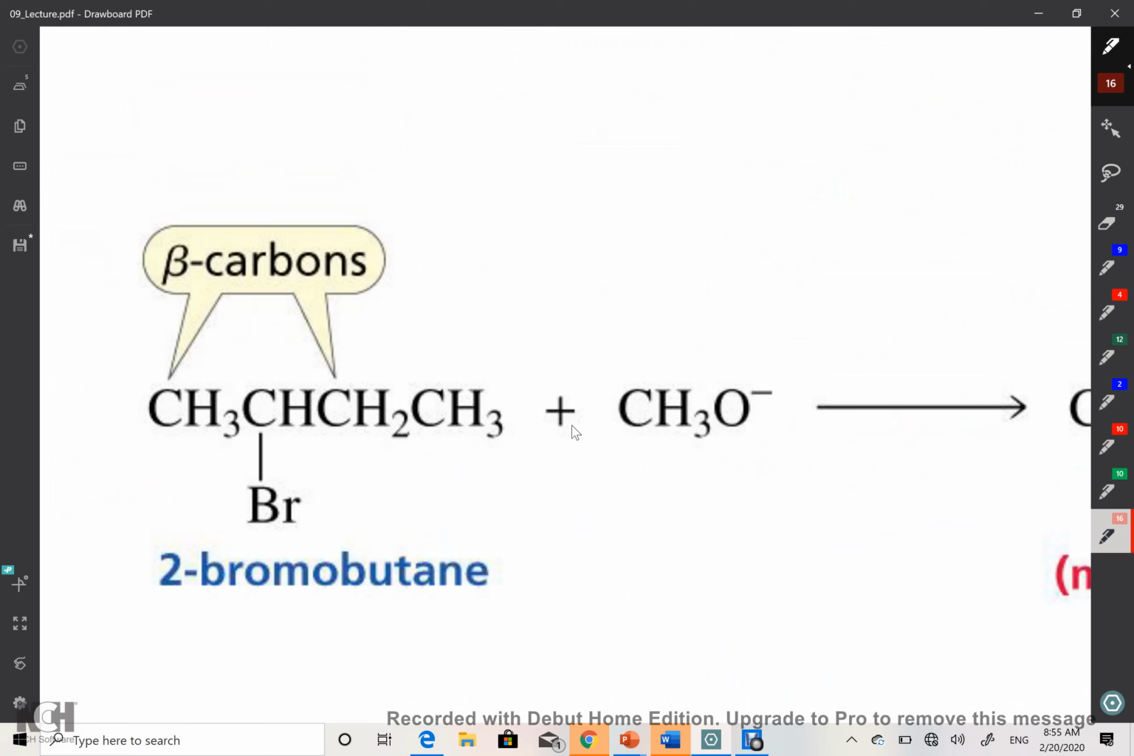So this is our base, the methoxide. Jasmine, where's Tyler?